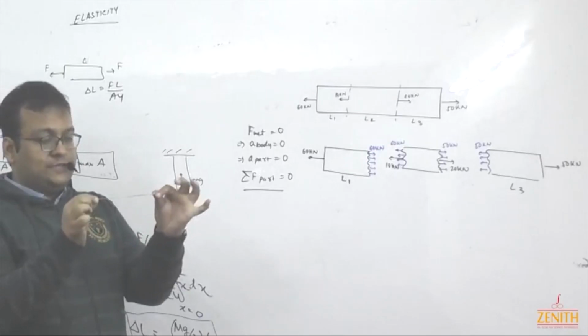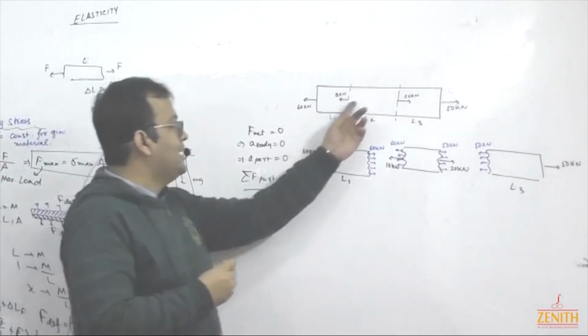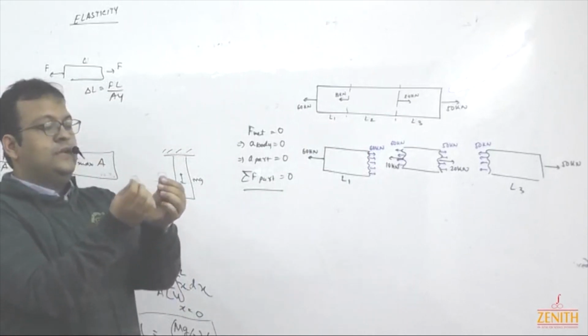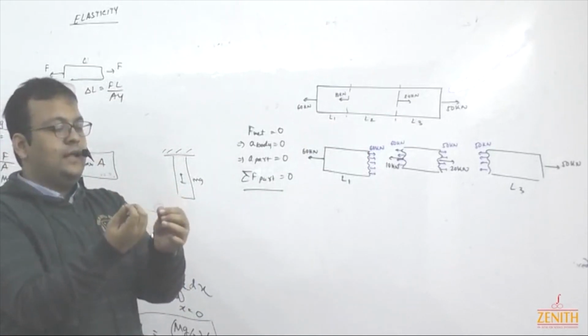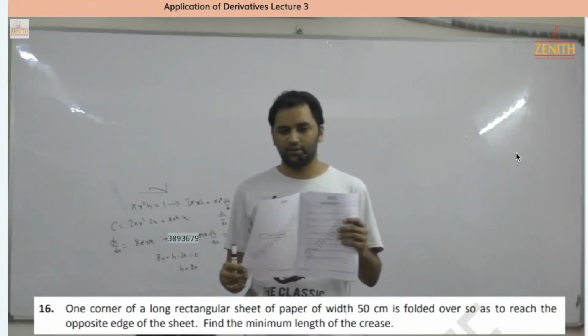Forces at the ends, the entire thing will stretch. Now if I apply force at an intermediate cross section, then what? Then only the middle part will stretch. The either ends are what? Slackened.